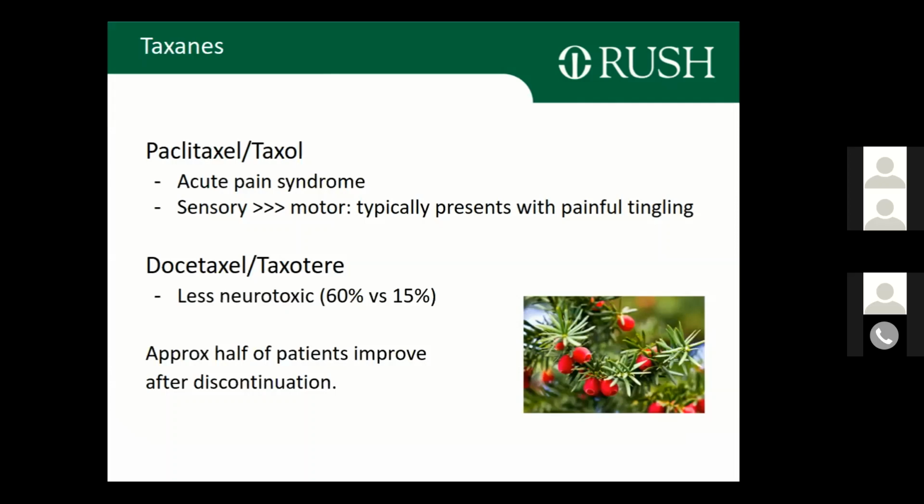And for the chronic problems, approximately half of the patients who get this, not the acute problem but the slow progressing numbness and tingling problem, would actually improve once the chemotherapy is discontinued or completed.